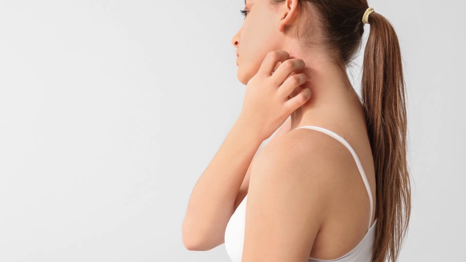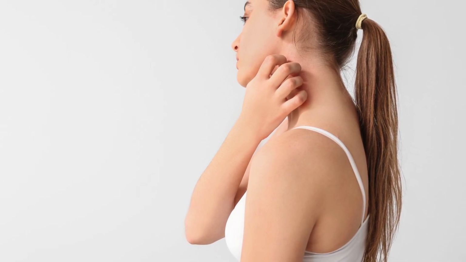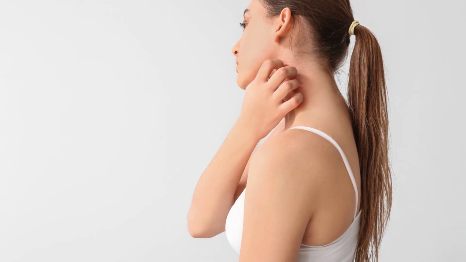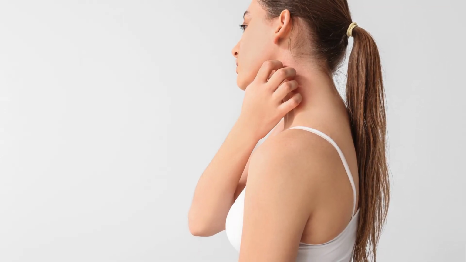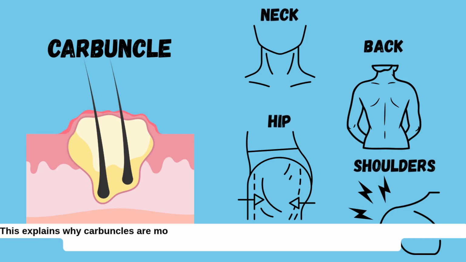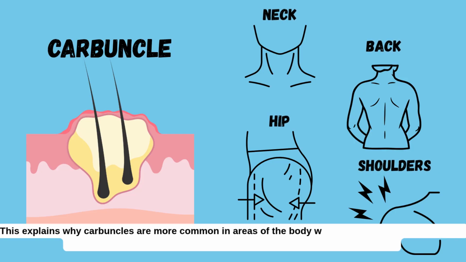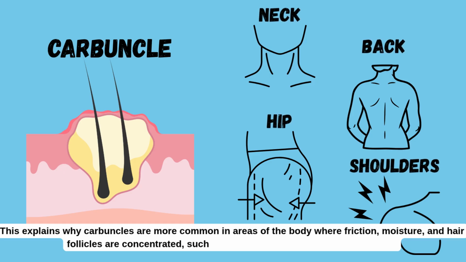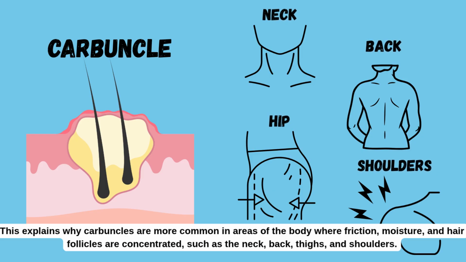When these factors align unfavorably, the skin becomes more vulnerable to bacterial colonization and deeper tissue infection. In real-world terms, this explains why carbuncles are more common in areas of the body where friction, moisture, and hair follicles are concentrated, such as the neck, back, thighs, and shoulders.